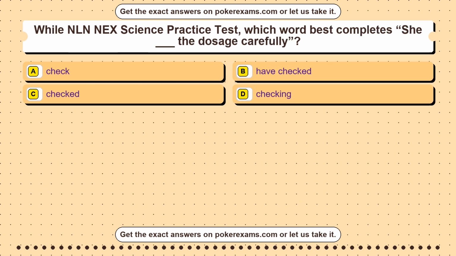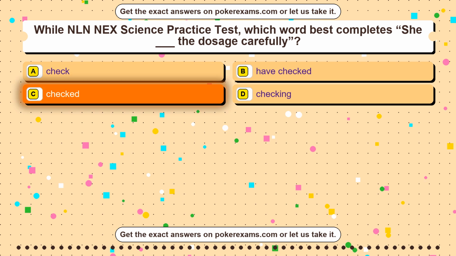Question 47. While taking the GED RLA practice test, which word best describes a claim supported by evidence? Option A, decimal. Option B, variable. Option C, argument. Option D, fragment. The correct answer is option C.